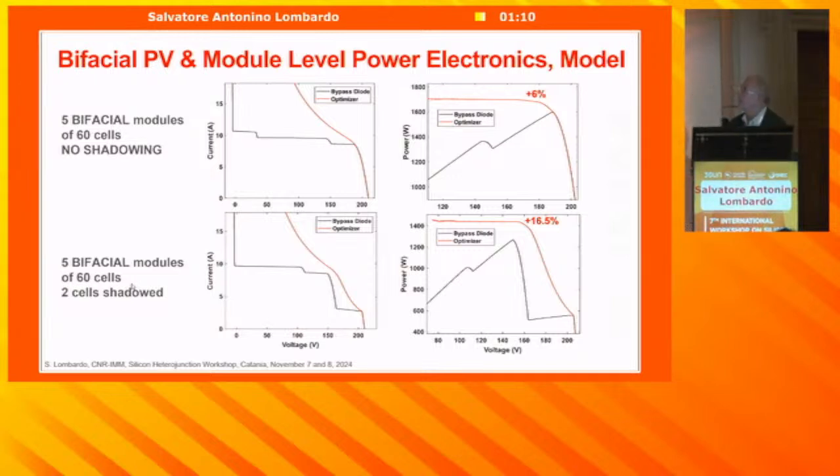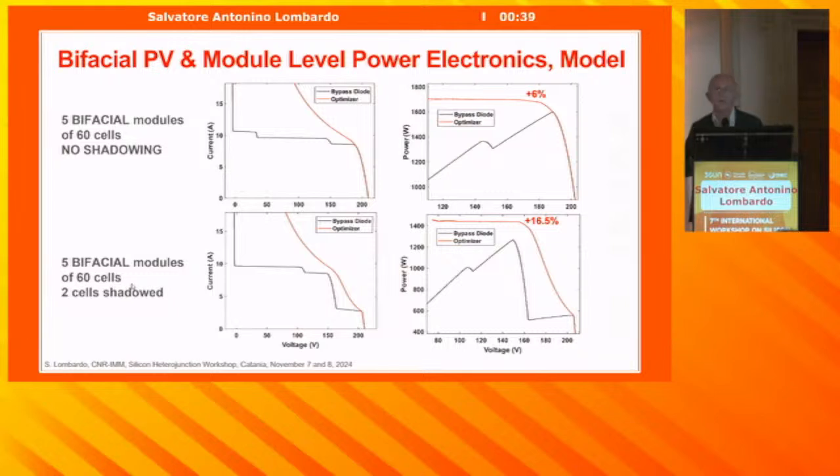In this example, this is a calculation. We are considering a string of 5 modules. And we consider the case of a classical bypass diode. And this is the AV if we use the power optimizer. And then the power is this, the power versus voltage. And you see there is a substantial difference. So you gain about 6% energy, just like this.